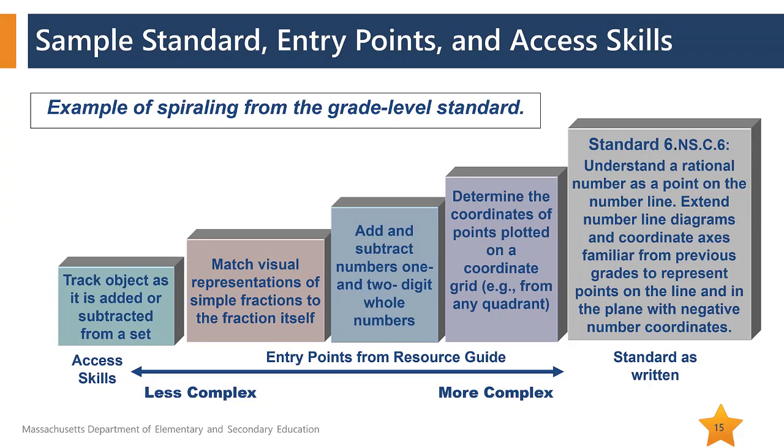So the very first one is the standard as written at a grade 6 for the number system. It says, understand a rational number as a point on the number line. Extend number line diagrams and coordinate axes familiar from previous grades to represent points on the line and in the plane with negative number coordinates. If you have a student that can do this standard, then you shouldn't be here. We have something called grade level and competency portfolios. So if that's what your student is able to do at grade level, then you should get information about that.